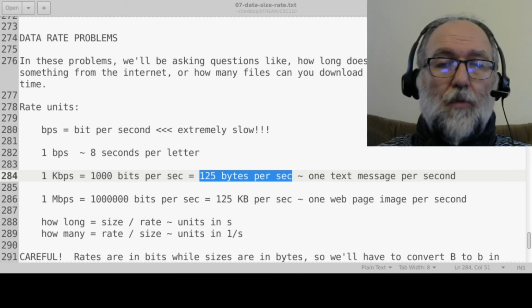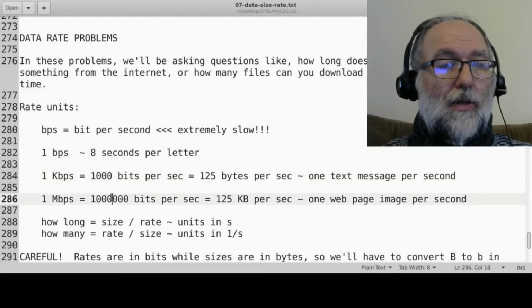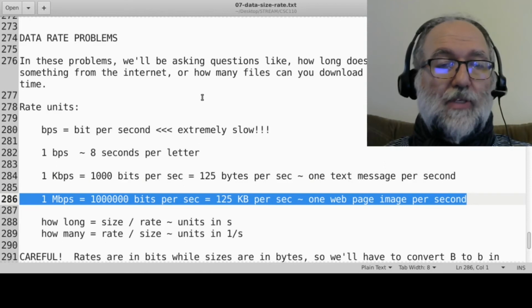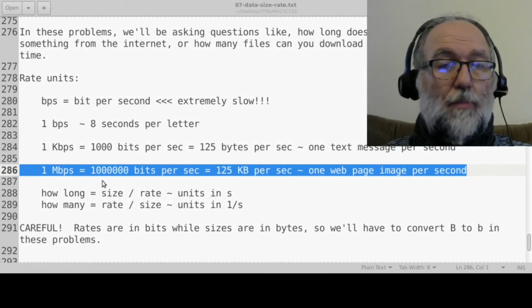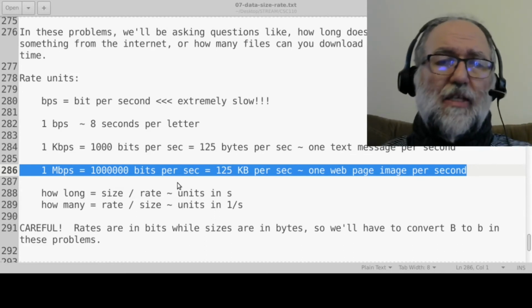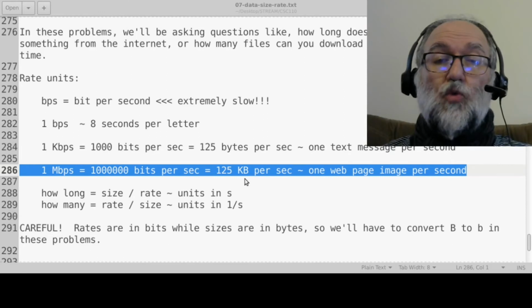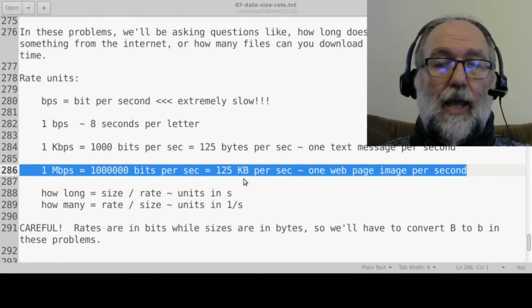Okay, because we want much more than just one text message. We want to do much more than just a text message, or even a text message per second. Okay, so when we get up to a megabit per second, what does that mean? Well, a megabit per second would mean 1,000,000 bits per second. Now 1,000,000 bits, if you convert that to bytes, would be 125 kilobytes. All right, so 125 kilobytes per second.